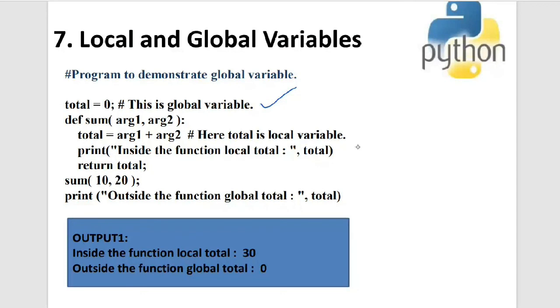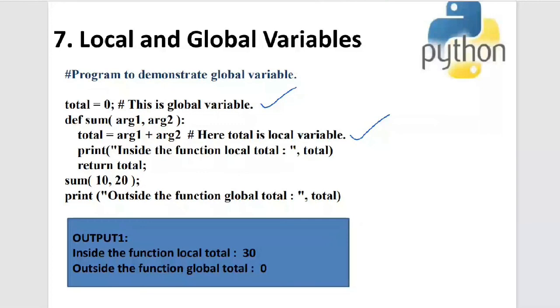Because I didn't say global total. If I make it global, then it will become global. But here inside the sum, whatever variables you declare will become local, even if there is no name conflict. That's what we have seen in the previous programs. I declared n is equal to 10 and then I declared n is equal to 30. But what happened? n is equal to 100 only is printed outside the program also.